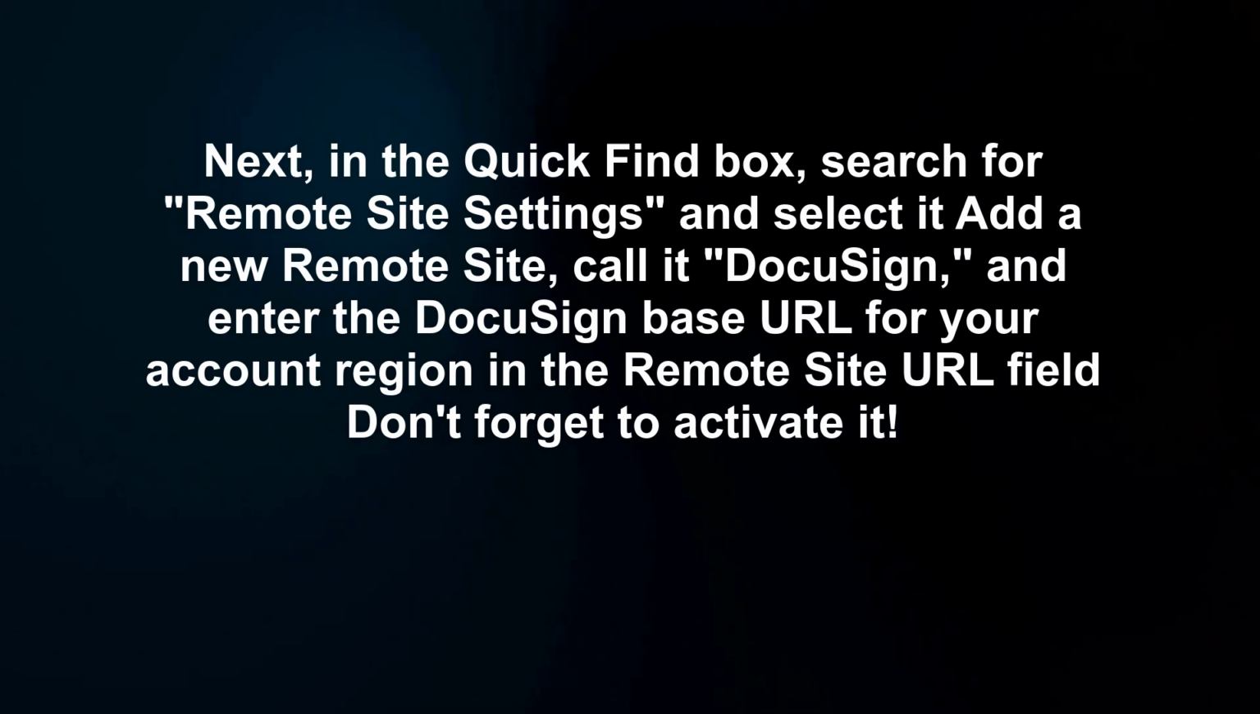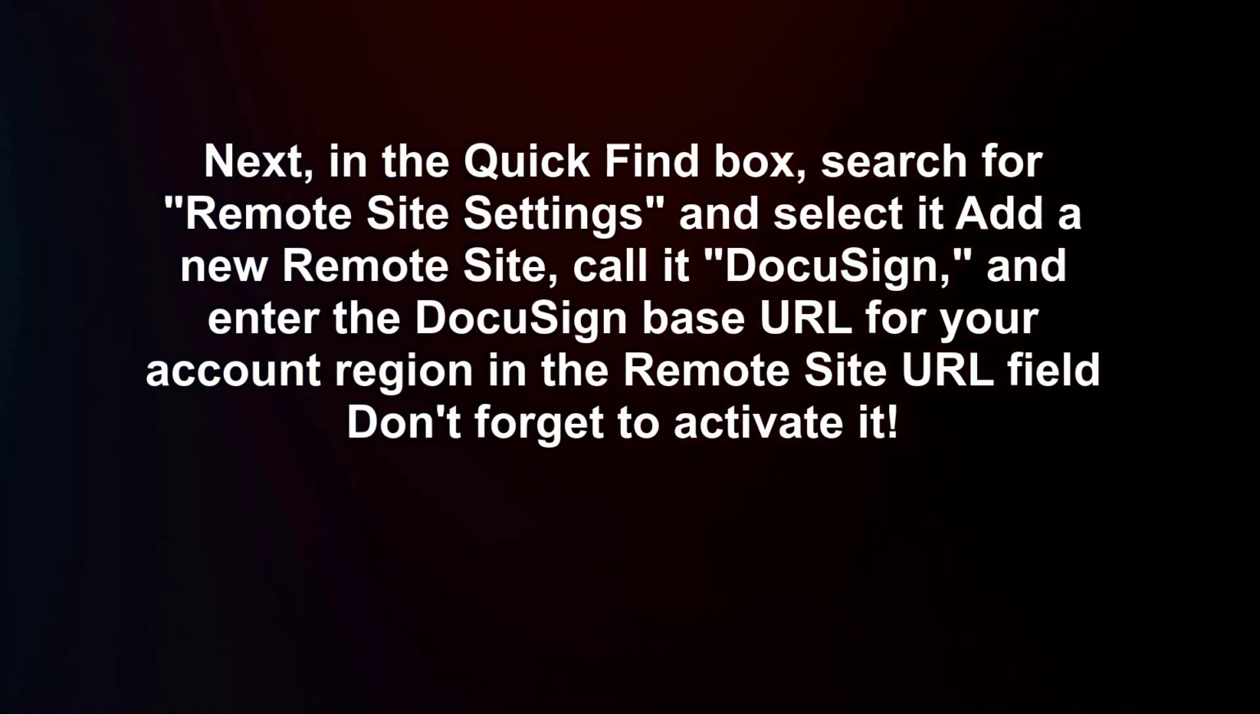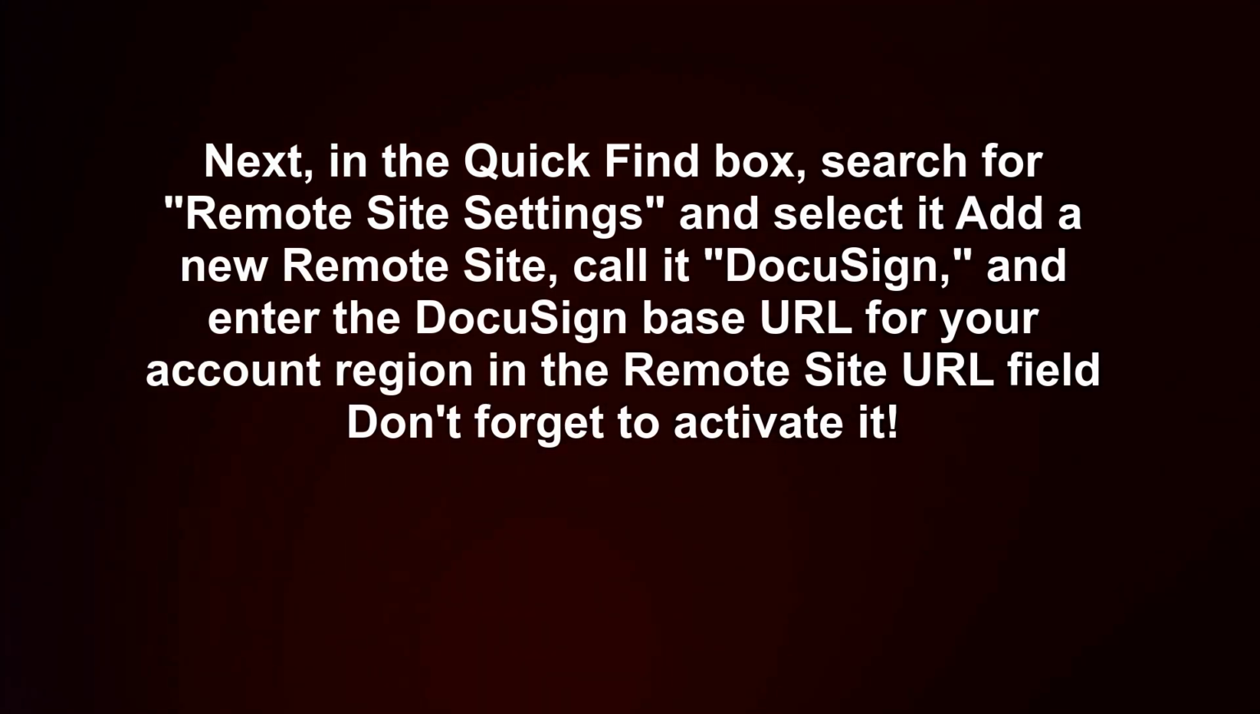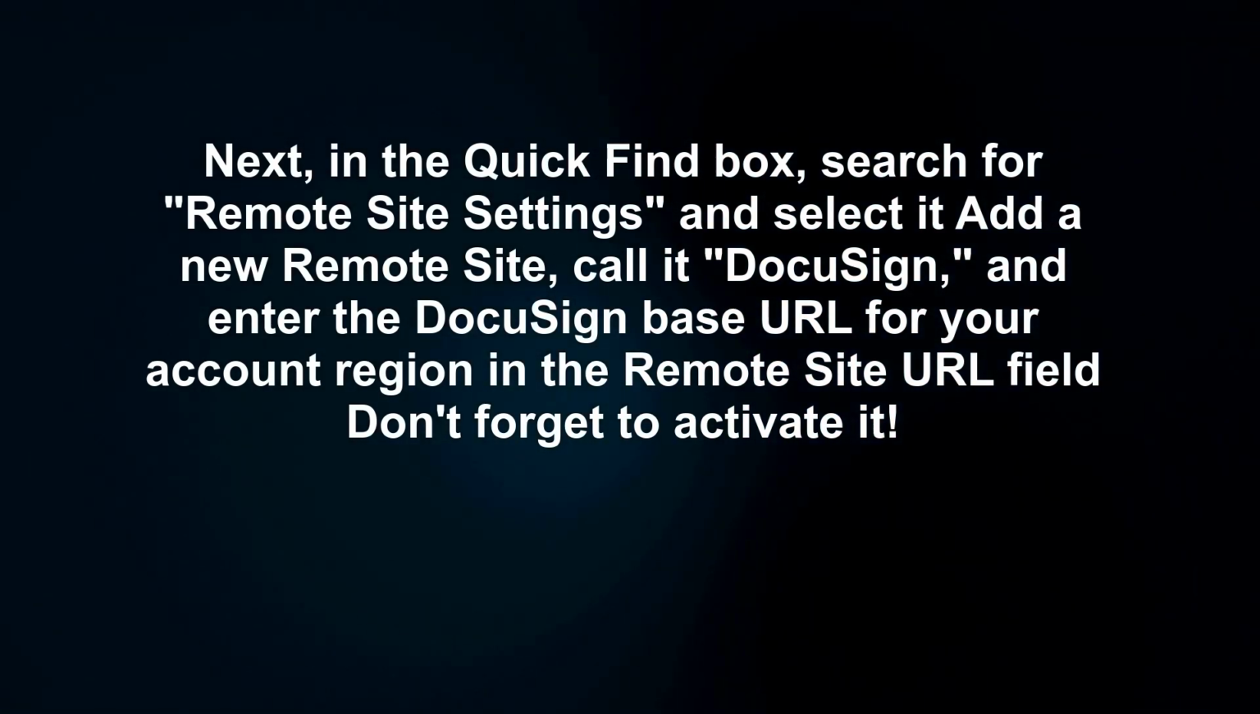Next, in the Quick Find box, search for Remote Site Settings and select it. Add a new remote site. Call it DocuSign and enter the DocuSign base URL for your account region in the Remote Site URL field. Don't forget to activate it.